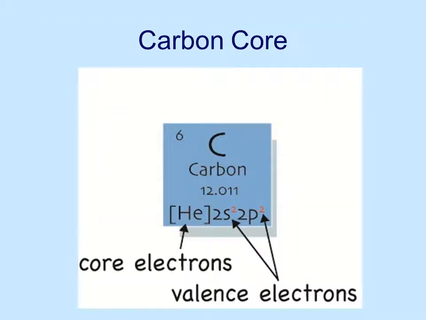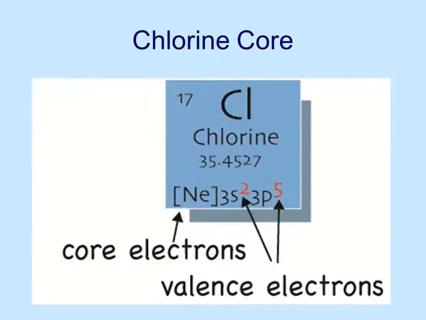Okay, if we look at the carbon atom, we see the core electrons. There are 6 electrons in carbon. The inner shell, the 2 in the 1s orbital, are the same as the helium atom. So we simply indicate that as having the same configuration as a helium atom, and we focus on the valence electrons, 2s electrons and 2p electrons. These 4 electrons are going to be involved in covalent bonding.